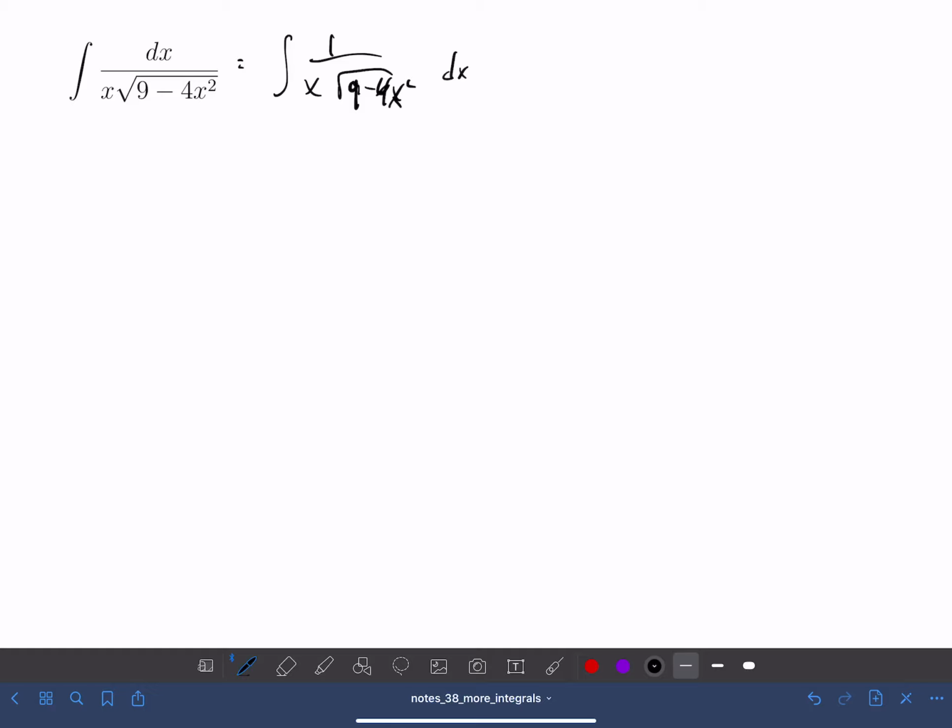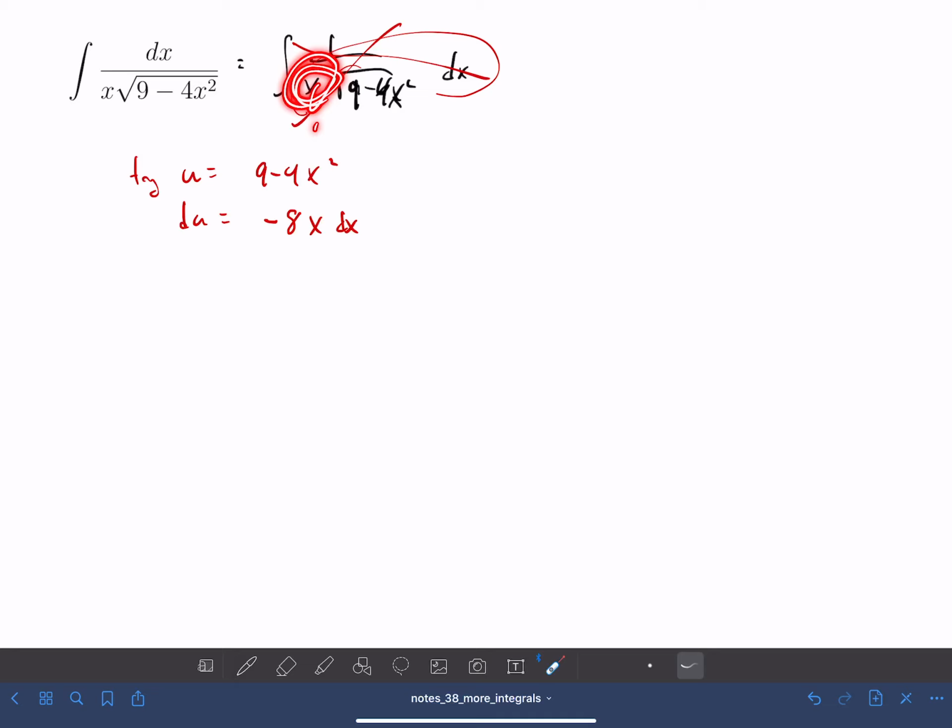And then, here's the thing that I think people are probably thinking at this point when they look at this function. They're like, ooh, an x, minus 4x squared. So they're going to want to try u equals 9 minus 4x squared. So then du is equal to minus 8x dx. But no, that totally doesn't work, because the x right here is in the bottom, not the top. I need to have x dx, not 1 over x dx, right? So this substitution fails.